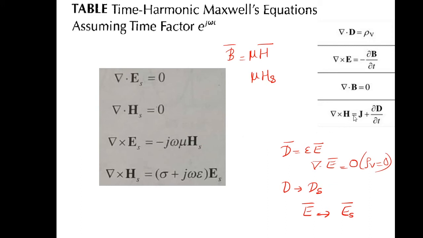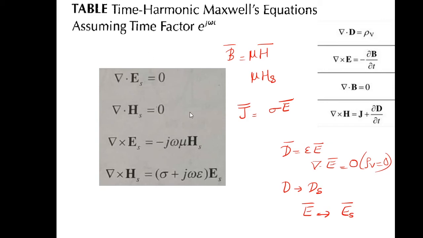Next, curl H is equal to J, and again J is sigma E. That is another equation which you should know: vector J is equal to sigma E. Based on that, instead of J_s you write sigma E_s, plus again ∂/∂t you replace with j omega, and again D is equal to epsilon E. So you write sigma E_s plus j omega epsilon E_s. So these are the four equations, the time harmonic Maxwell's equations.